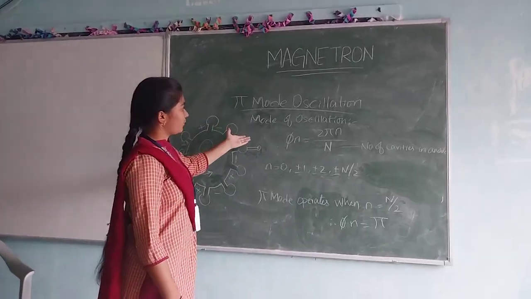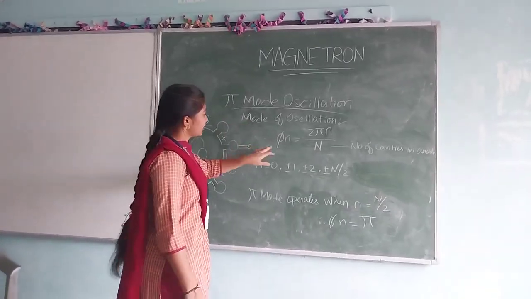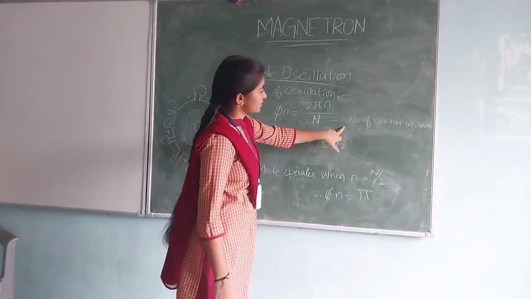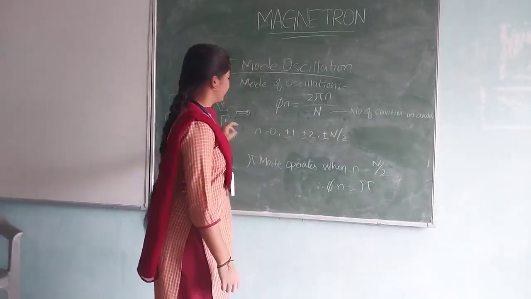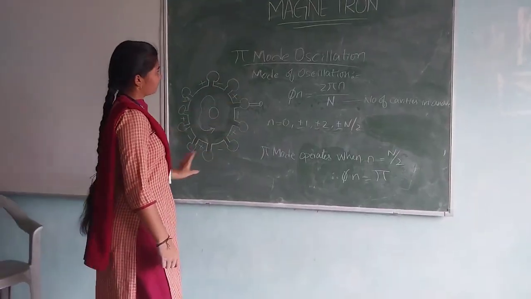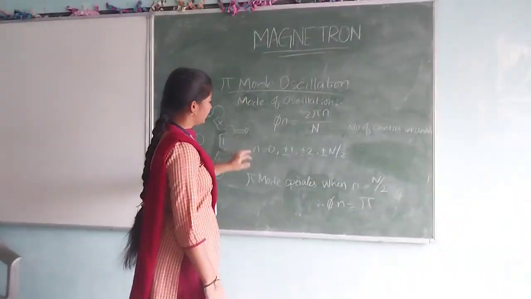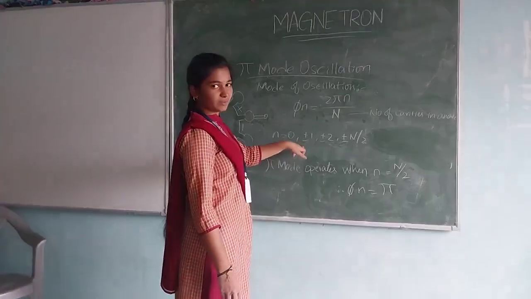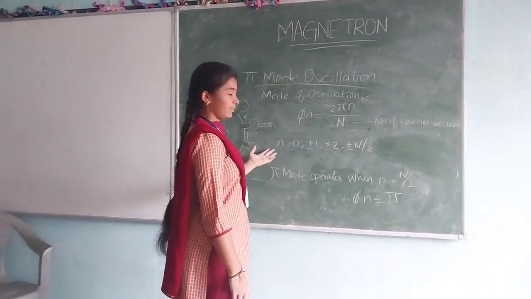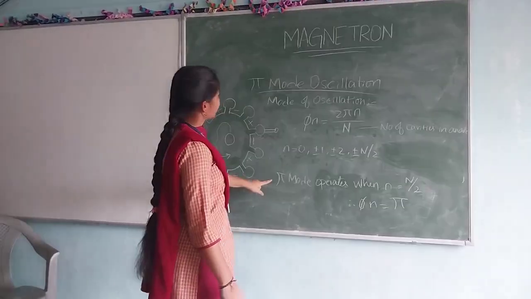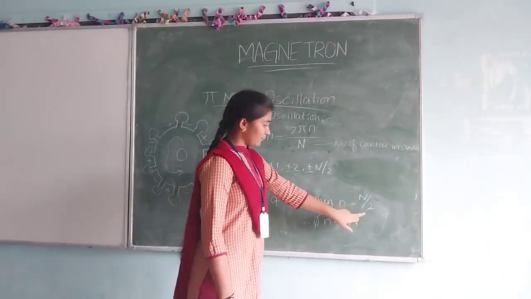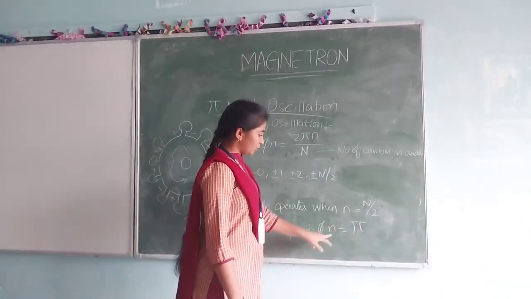So we have a formula for mode of operations, that is phi n is equal to 2 pi n by N, where capital N is known as number of cavities in the anode. So depending on the number of cavities, the mode will be decided. So small n can be anything, that is 0, plus or minus 1, it can be anything. So the magnetron will be operated in pi mode when the n is equal to N by 2. If the n is equal to N by 2, phi n will be pi.